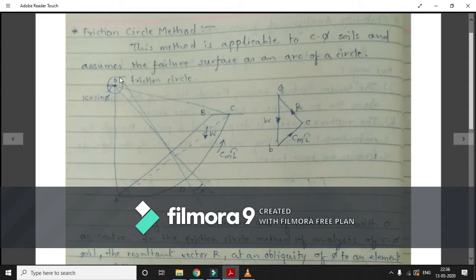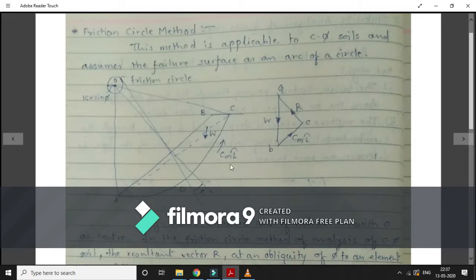Okay. So this is the friction circle located, and this is the failure envelope. So this line indicates the failure envelope. W is the self weight of the soil, and this is the loading diagram and all other forces are shown here like this. So W is the self weight of the soil wedge. It is A, B, C, B, A.